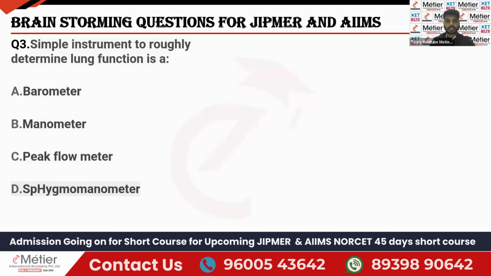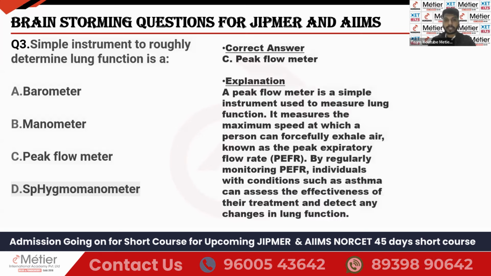Next, question number 3. A simple instrument to roughly determine lung function is what? The given options are barometer, manometer, peak flow meter, sphygmomanometer. The answer is peak flow meter. The peak flow meter, a simple instrument, is used to measure lung function. It measures the maximum speed at which a person can forcefully exhale air, known as the peak expiratory flow rate, PEFR. That is why it's called a peak flow meter.